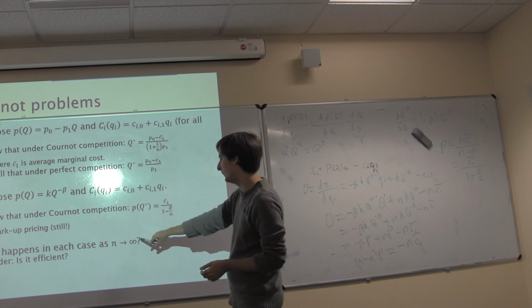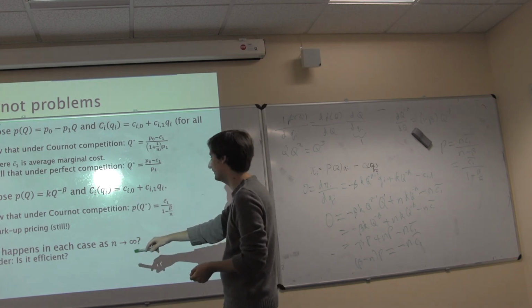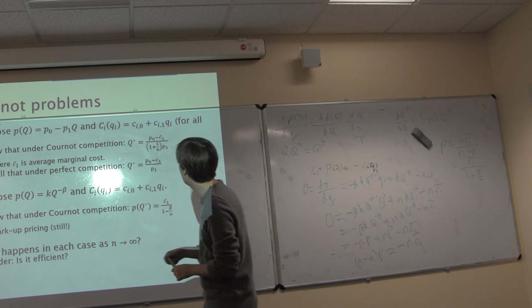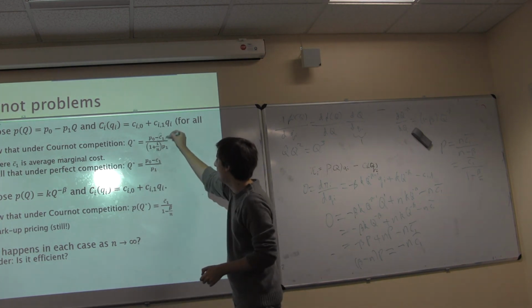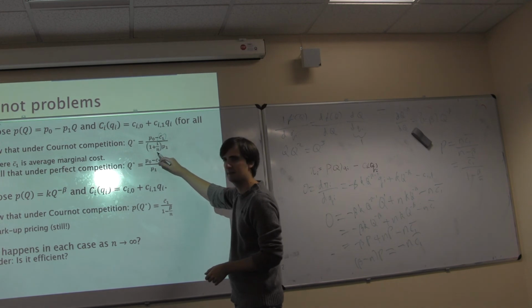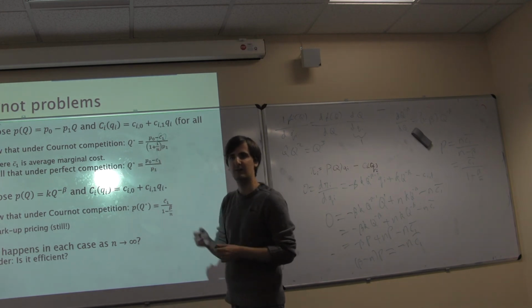Okay, and we've done this already. What happens in each case as n goes to infinity. And when I say, is it efficient? What I was talking about here was just the fact that this average marginal cost is not the same as marginal cost in a homogeneous industry.